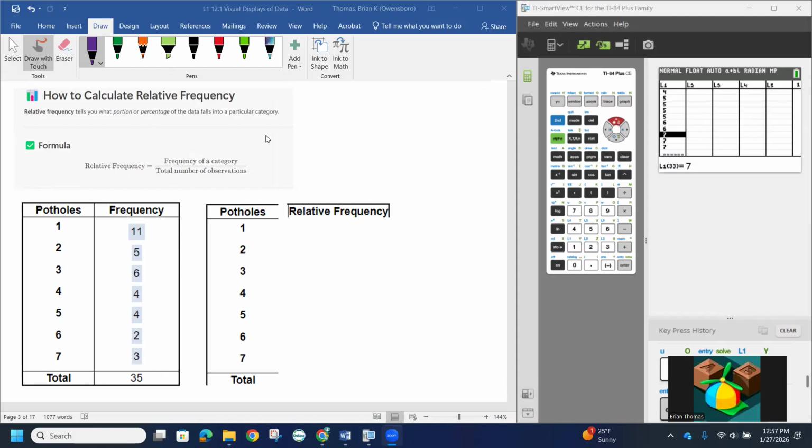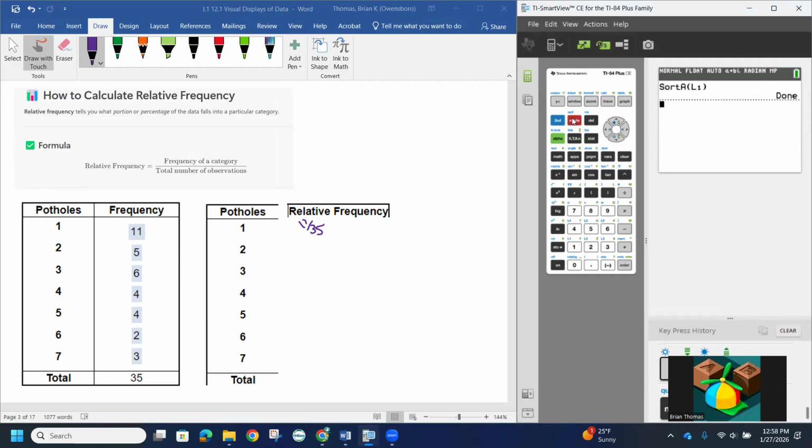So if I want to do the relative frequency for potholes with one pothole, notice how 11 sections had one pothole out of 35. So what I could do is put in 11 divided by 35 here. And what I can do is quit the data here. Quit is above mode. See where my mouse is, there's this blue quit up here. If I hit second, then mode, it'll quit. So I could type in 11 divided by 35 and get that.